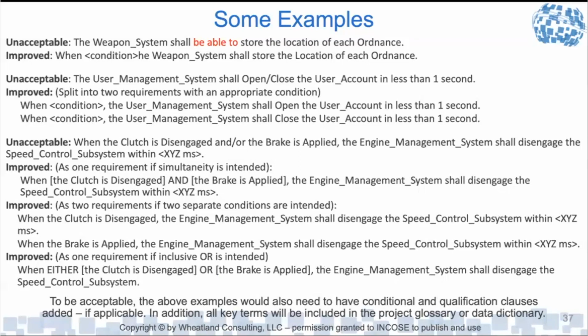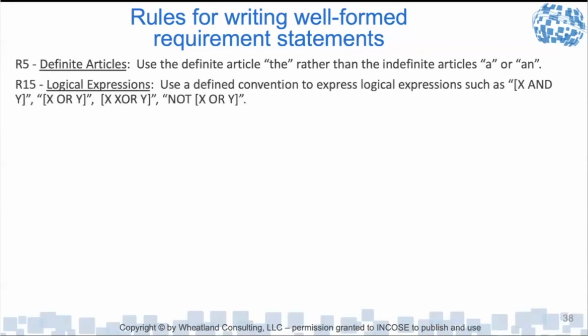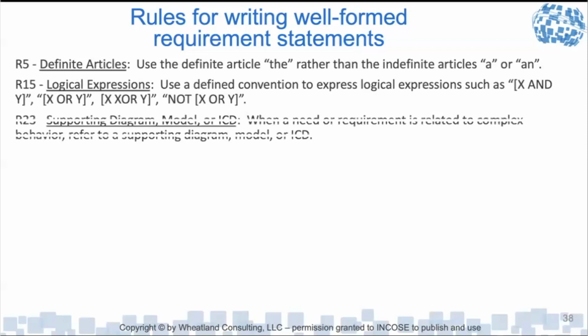Or you could say when either, then do that. If the inclusive or really is intended, then that might be the best way to do it. Again, I've capitalized the EITHER OR to make it clear that that's a logical expression. And remember, all logical expressions can be condensed down to either true or false. And then we have definite articles, the rather than a or and. I just talked about the logical expressions.